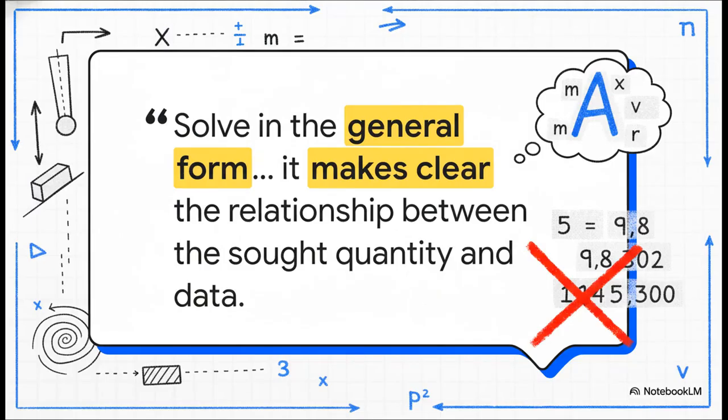Yep, Irodov himself lays out the master plan for us. He says, and this is so important, solve problems in their general form. That means using letters, variables, not just plugging in numbers right away. And this isn't just to make it look fancy or academic. No, doing it this way actually reveals the deep physics at play. It lets you see the relationships, and it gives you a way to test your final formula that you just can't get with a single number. And that is exactly the strategy we're going to use today.